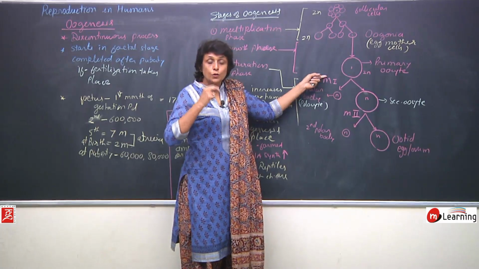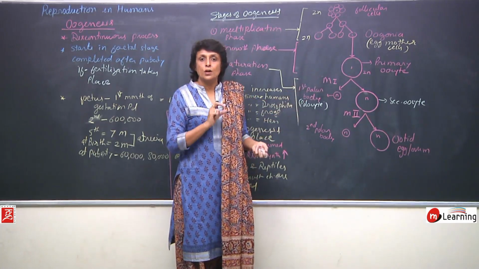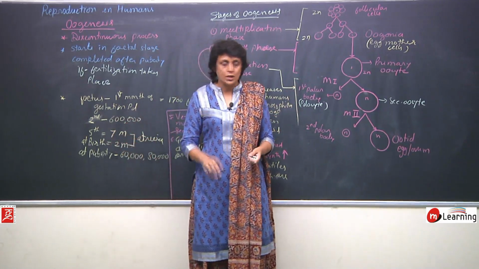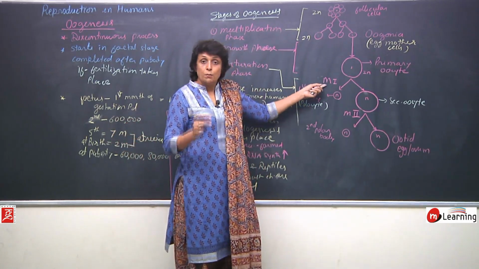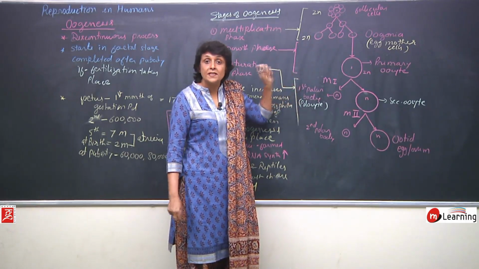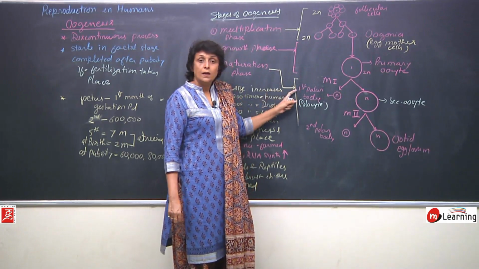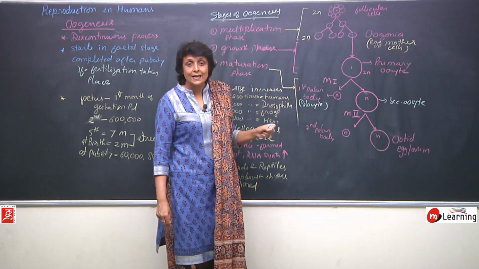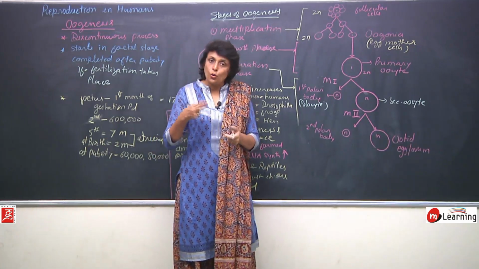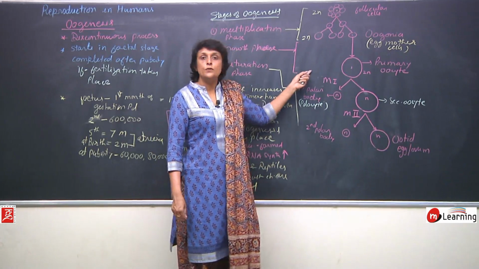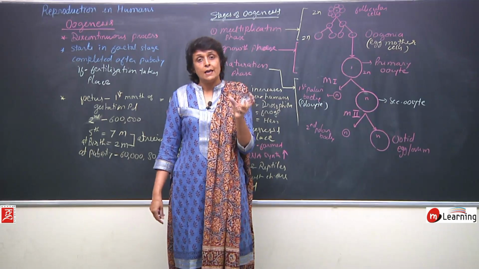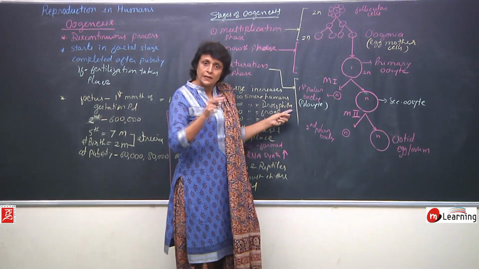Then the later part of the growth will take place: more and more yolk accumulation, more and more protein and RNA synthesis, all those changes. So meiosis 1 gets arrested at prophase 1. It will restart at puberty. Till that time only growth is taking place. So in human females, the growth period is very, very long, about 11 to 13 years from birth till puberty.